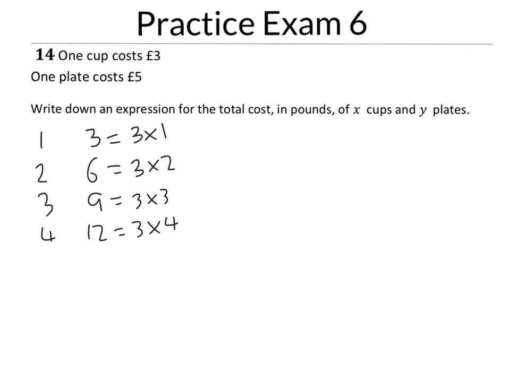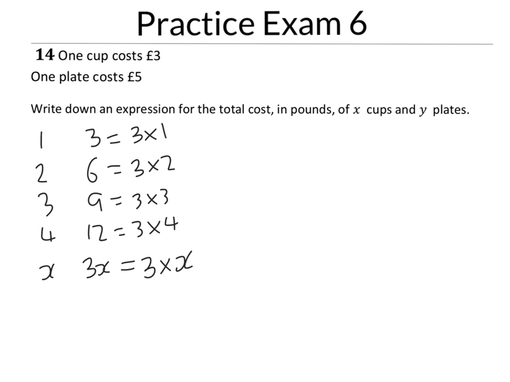So if you have X cups, i.e. you don't know the number of cups, if you had X cups, you would work it out to be £3 multiplied by the number of cups you've got, 3 times X, which is 3X.